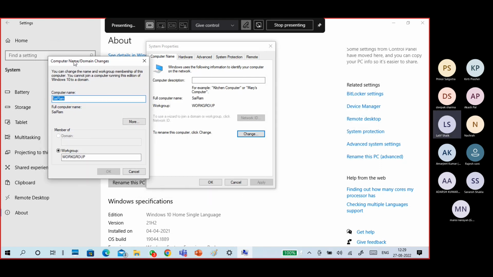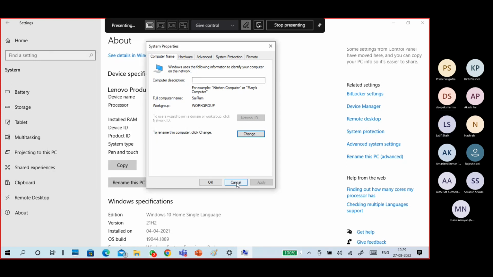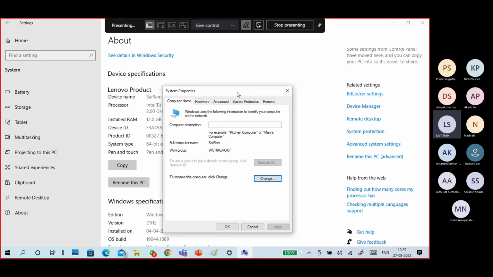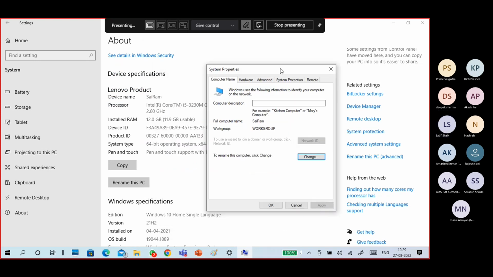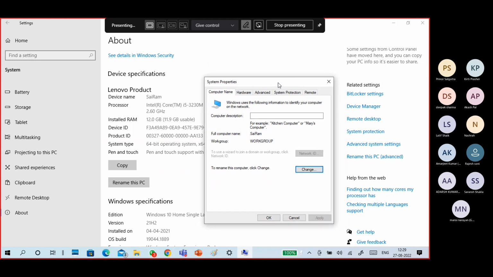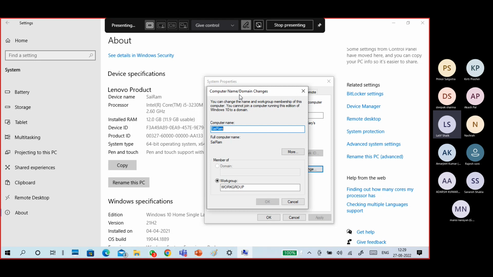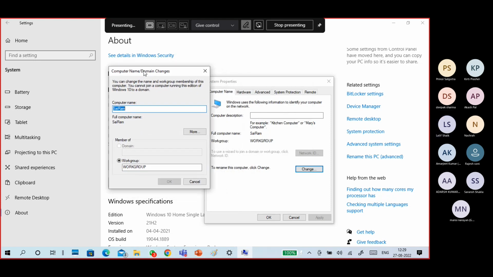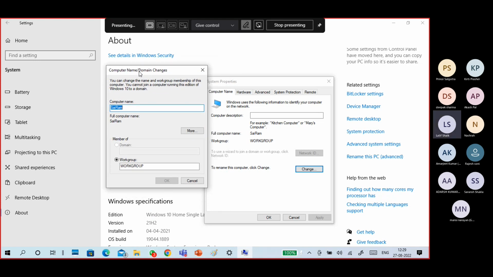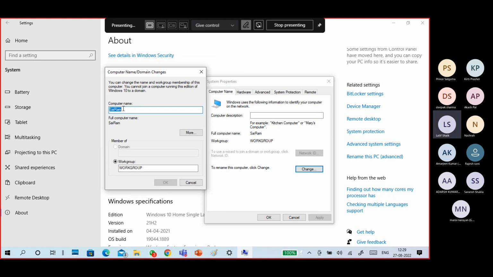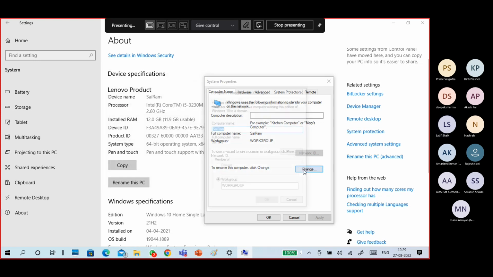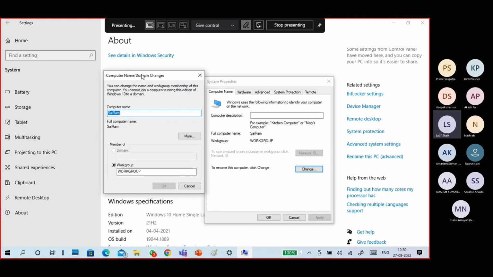This one is important, right? Click Change. Here it is. I'm not changing anything, guys. Whatever it is, I'm taking a print screen and I will highlight something. See, it is a member of a domain or a member of a work group.